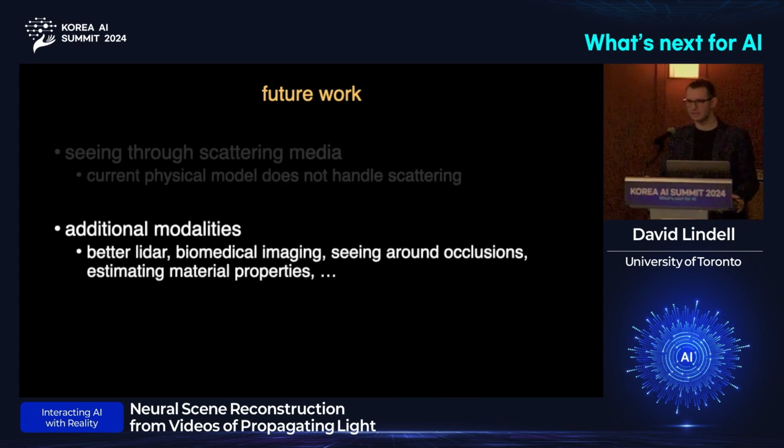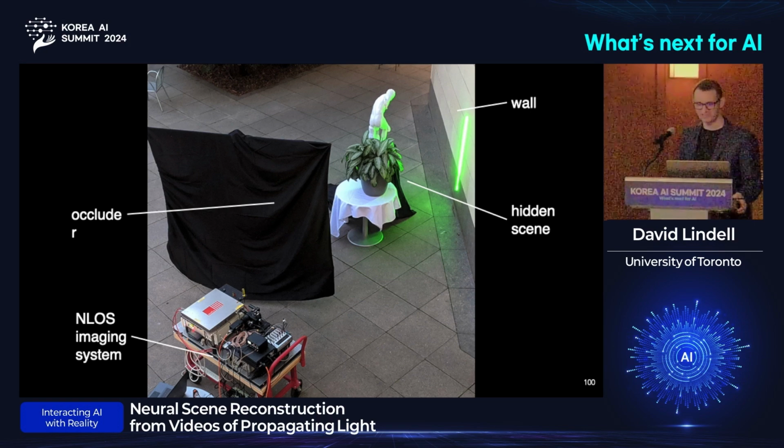There could be other modalities we could use this for. I mentioned advantages over conventional LiDAR, biomedical imaging. What about, I think some of you are working on non-line of sight imaging, imaging around occlusions using indirect light transport. Maybe you can go further in estimating material properties. We have a model for the reflectance of, actually recover a model of the reflectance of objects in the scene, but perhaps analyzing that and understanding that better would allow you to do segmentation or higher level computer vision tasks and perception.